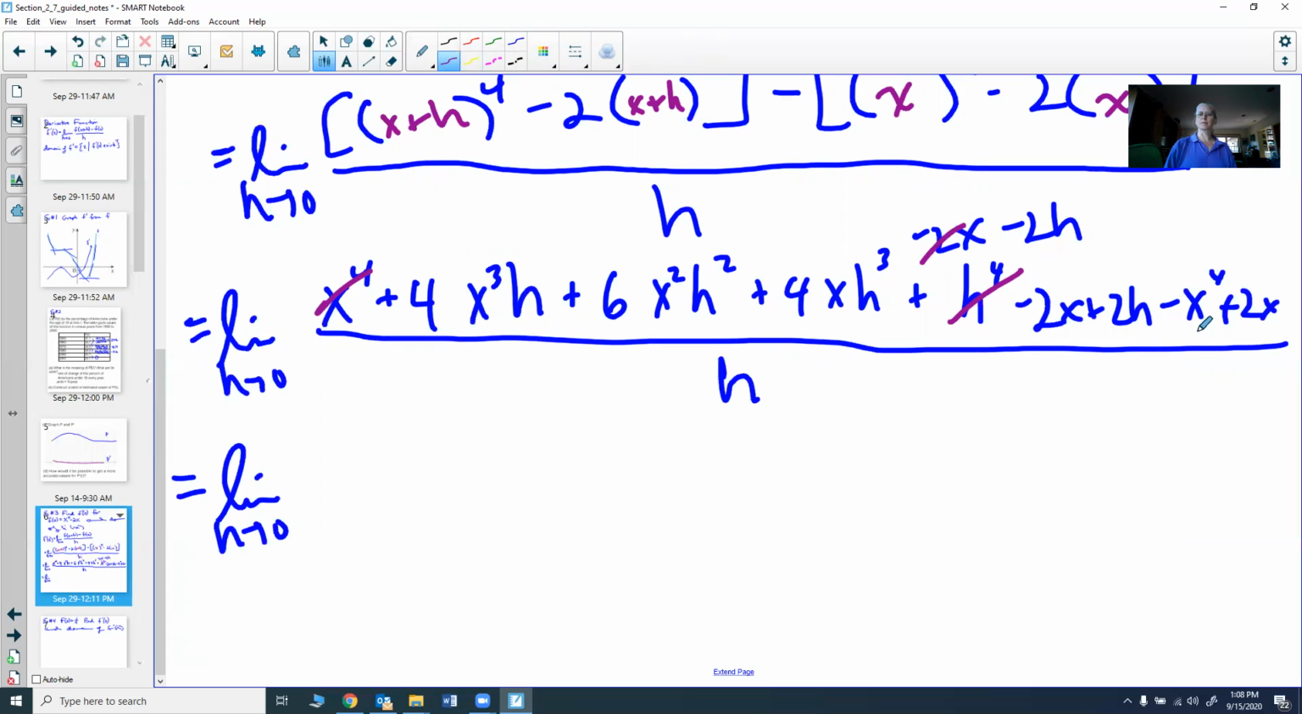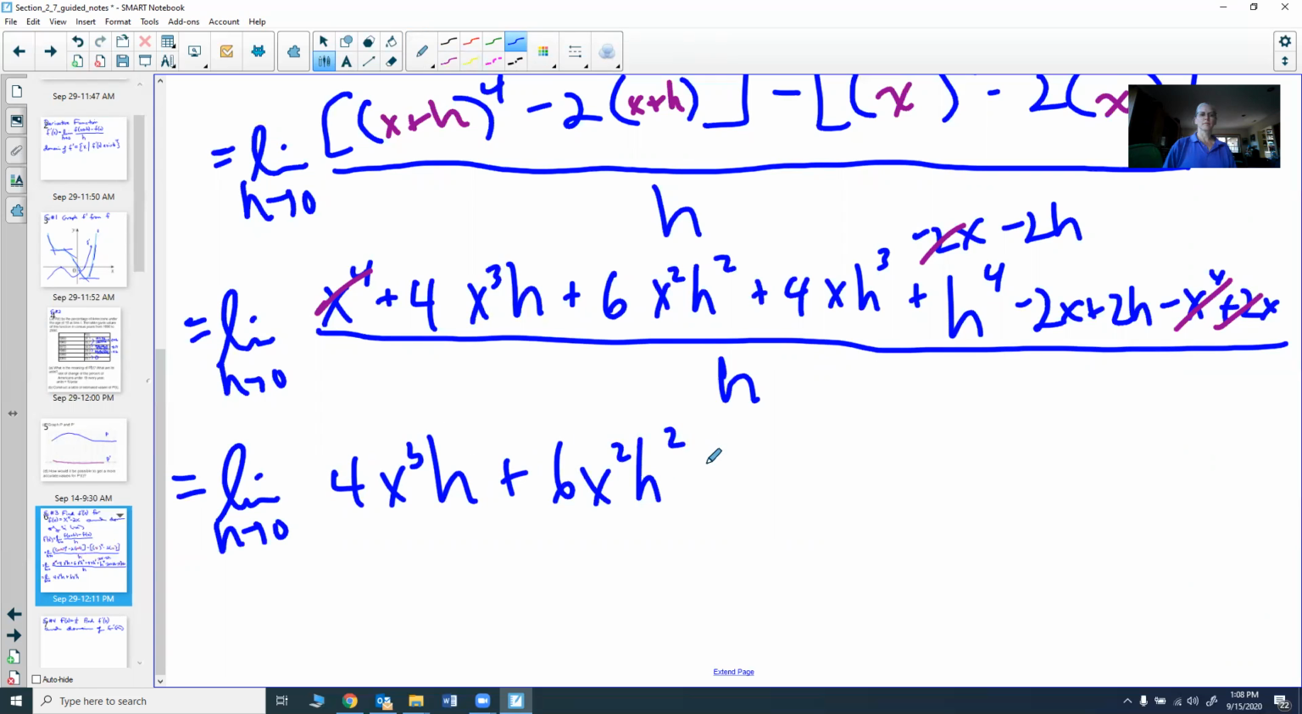My 2x and my 2x cancel. I cancel my x to the fourth, sorry, I said the wrong thing. I canceled the h to the fourth by accident. All right. Okay, so now what I have is 4x cubed h plus 6x squared h squared plus 4x h cubed plus h to the fourth. Again, my 2x is canceled, but I also still have that 2h.